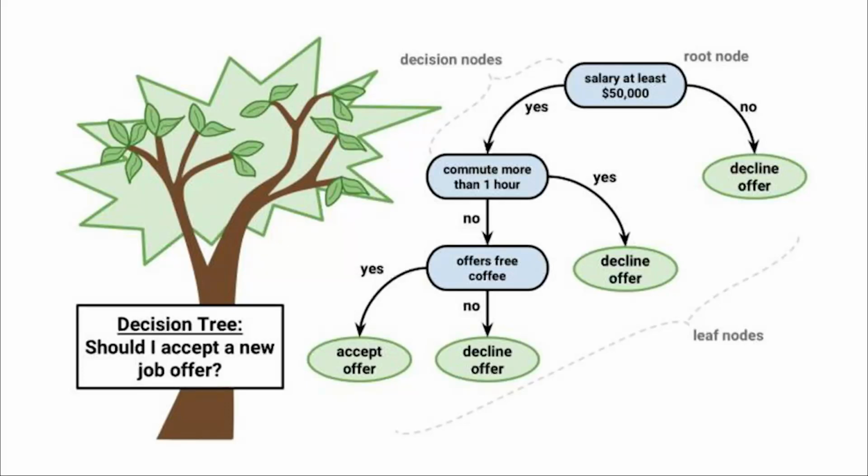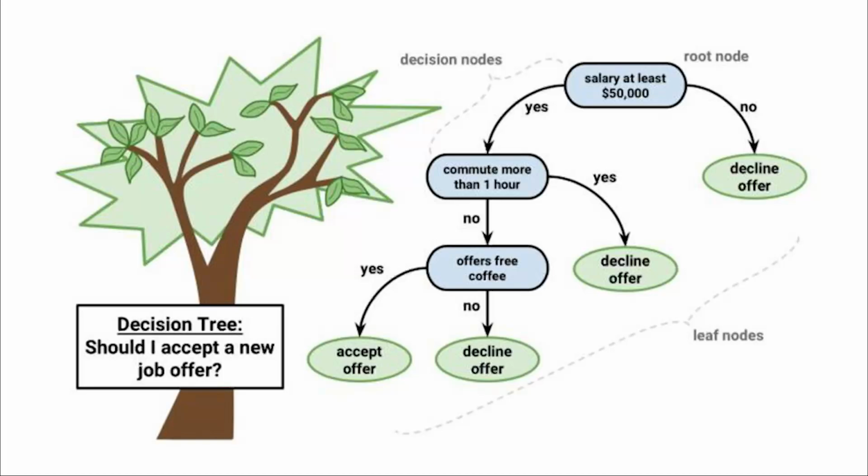Starting at the top, the first decision node, which is also the root node, tests against the attribute whether or not the salary is at least $50,000. Depending on the answer, the tree branches out into the yes branch or the no branch. If the answer is no, we will decline the offer and land in the first pure leaf or terminal node in green on the top right. If it's a yes, we land on a further decision node.